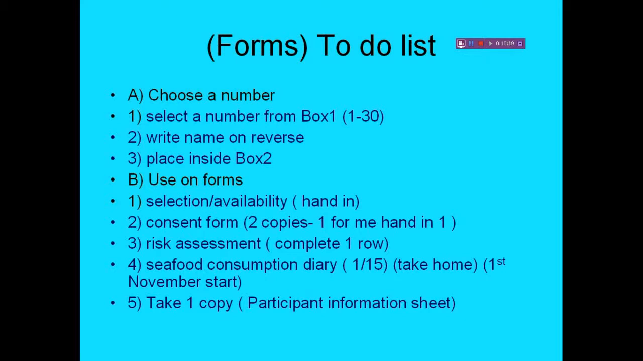You have to select a number from box 1. You have to write your name on the reverse of that and place it in box 2. These boxes might not be boxes, they might be bags, but they will be present in the Sheila Scott Building 004. If you don't know where that is, ask main reception. They'll know where the block is and point you in the right direction. Once you get there, write your name on the reverse and place that within the box while Christian's there. Hopefully within working hours he'll be there, and he'll be able to do that for me. I'm pretty sure he will.